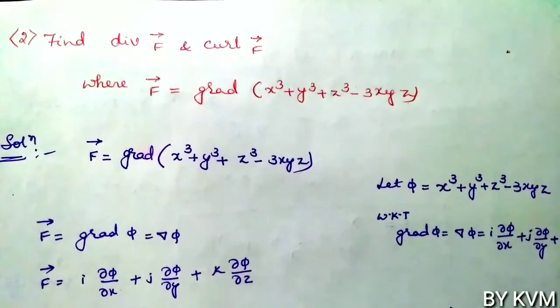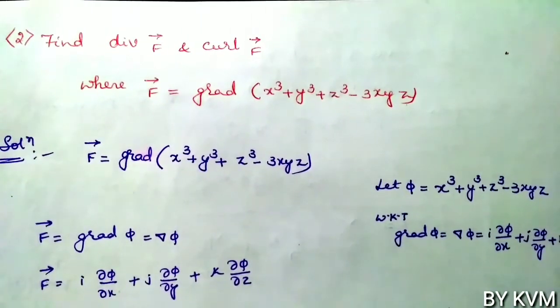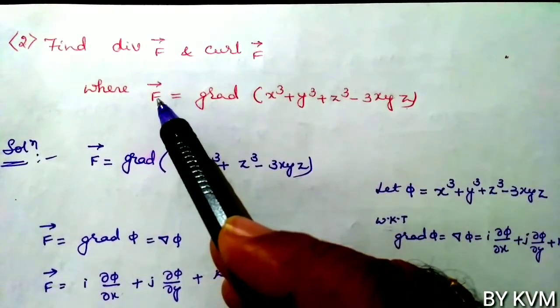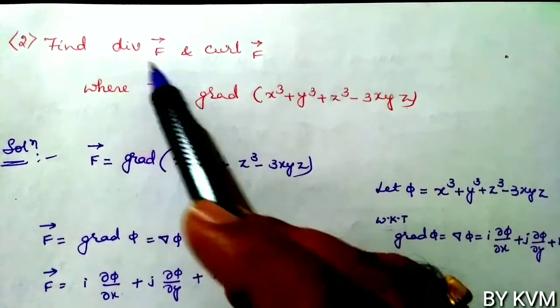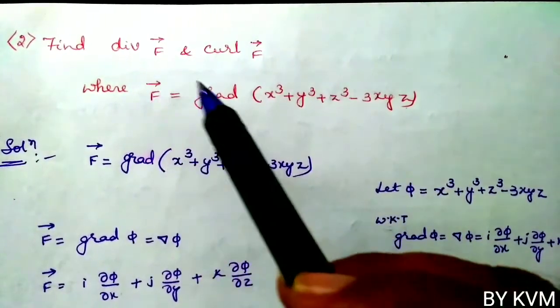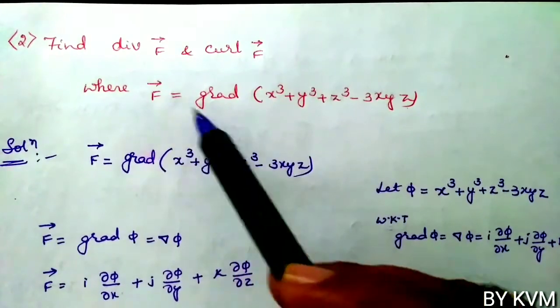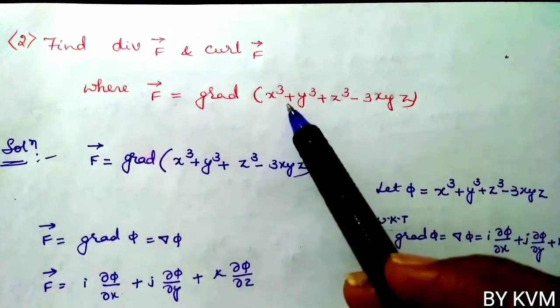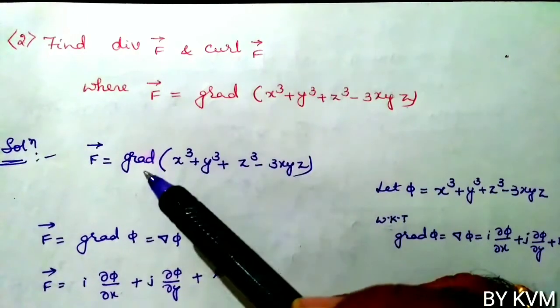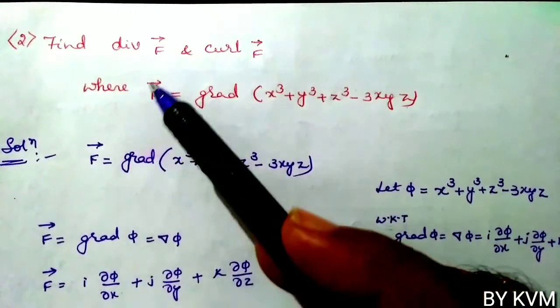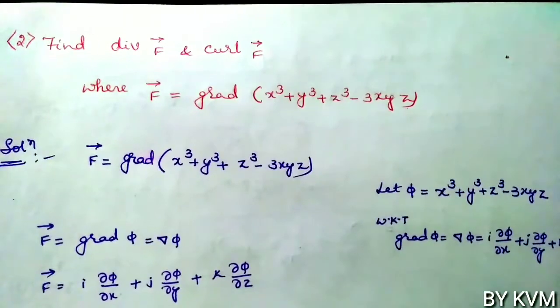Let us solve the second problem. Find divergence of vector f and the curl of vector f, where vector f is equal to grad, meaning gradient, of x cube plus y cube plus z cube minus 3xyz. So here, for the given vector f we have to find divergence and curl, but vector f is not given directly. It is given in terms of a gradient of some function. So first we have to find vector f. After that we have to find divergence and curl of vector f.